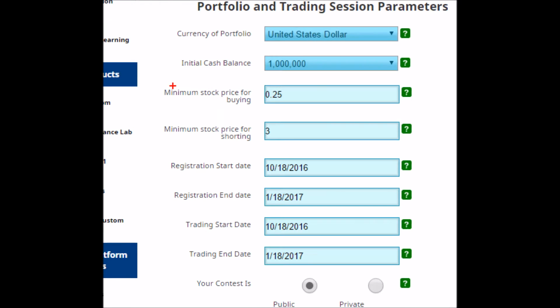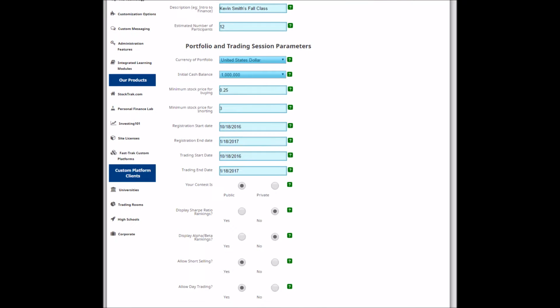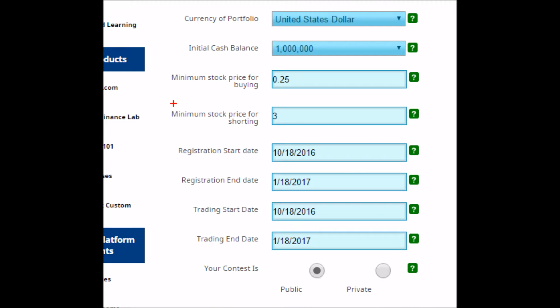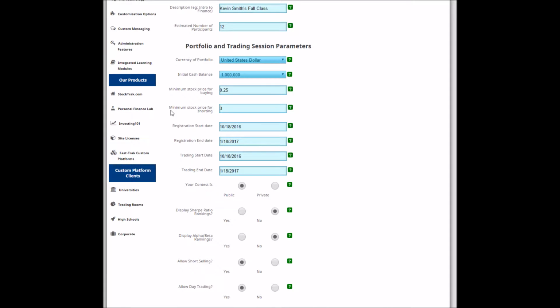Next, you can select the minimum stock price for buying. You can set this lower to let your students buy anything, or set this higher to disallow trading of penny stocks. Then, you can select the minimum price for shorting. This is the same idea. If you want to disallow shorting entirely, you can do that farther along the page.